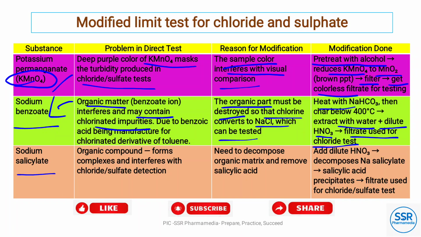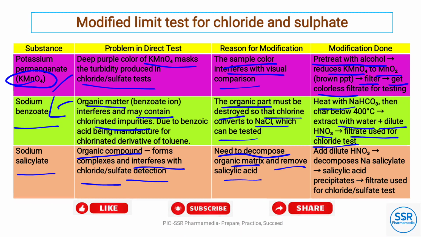Next is sodium salicylate. This organic compound forms a complex and interferes with the chloride and sulfate reactions. When we do the limit test for chloride and sulfate, we use a mineral acid. That mineral acid may react with the sodium salicylate and form salicylic acid, which is an insoluble precipitate. That precipitate may interfere with the observation of turbidity and opalescence, so we should modify the procedure. We need to decompose the organic matrix and remove the salicylic acid.